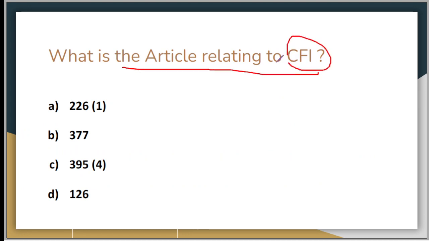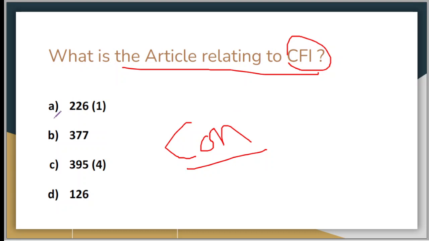Your next question is, what is the article relating to CFI? So what is CFI? CFI is basically Consolidated Fund of India. The Consolidated Fund of India is basically the fund which is used by the government of India for all its expenditure, everything which the government spends is done from this Consolidated Fund of India. So which article of Indian Constitution is associated with Consolidated Fund of India?